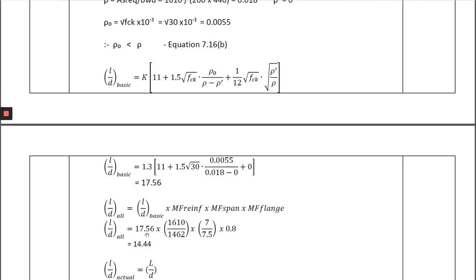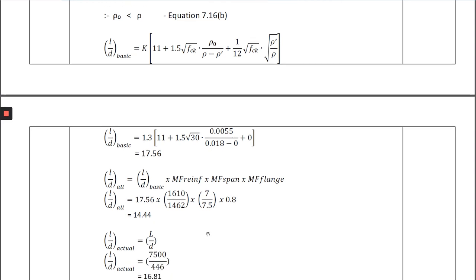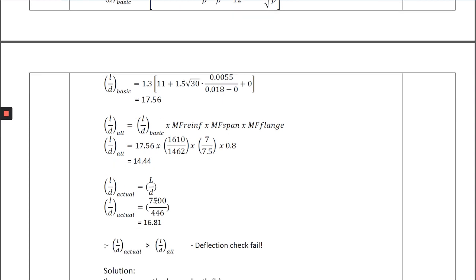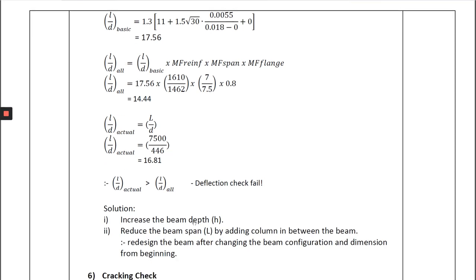And then L over d allowable is 17.56 times the modification factor of the reinforcement, As provided over As required, and the modification factor of the span, because the span is more than 7 meter, which is 7 over L effective. So L effective is 7.5 meter, and then modification factor for the flange, because it is a flange beam, we have to times with 0.8, then we will get L over d allowable here. So L over d actual here is 16.81, and then we'll get here the deflection check fail.